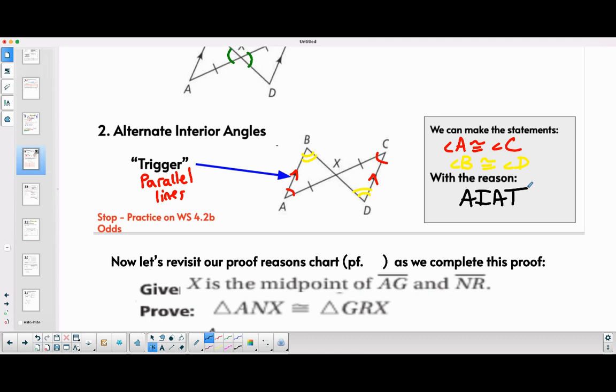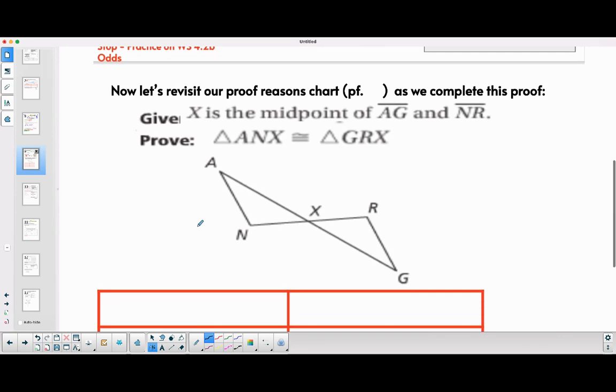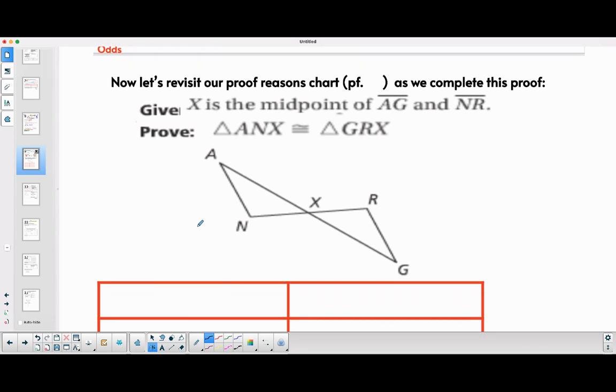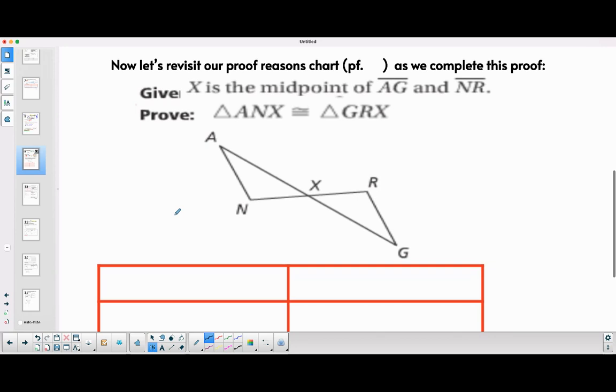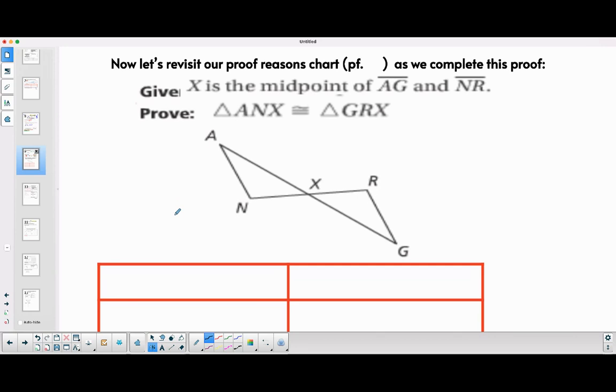Okay. All right, so those are two things you might be able to do. Now let's revisit our proof reasons chart. Okay, it's like the second or third page of the note packet. We did that on day one notes as we complete this proof. All right, so we have X is the midpoint of AG and NR. Okay, we want to prove that triangle ANX is congruent to triangle GRX.